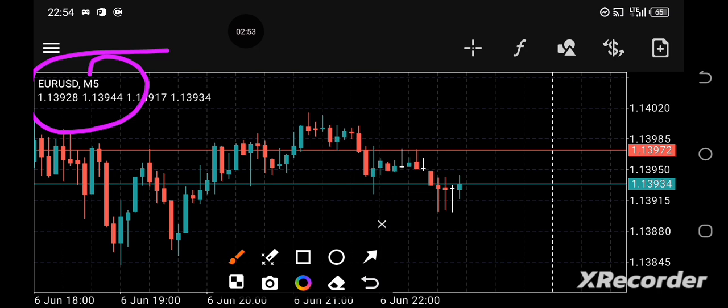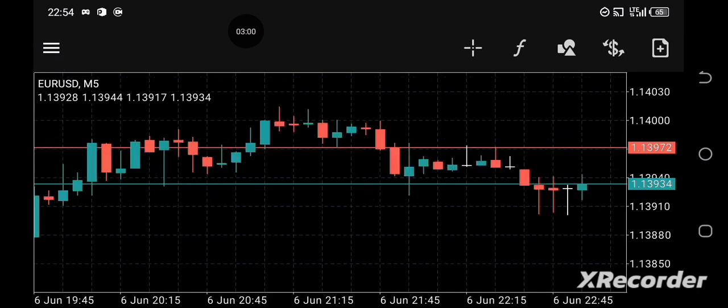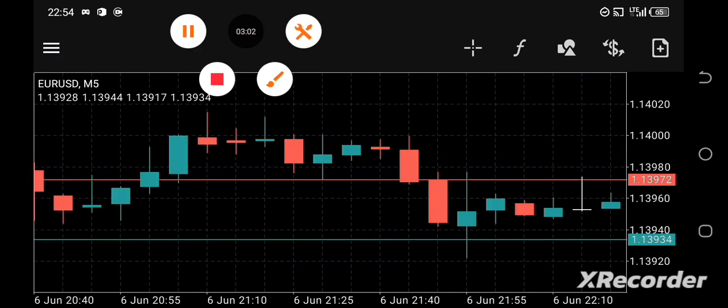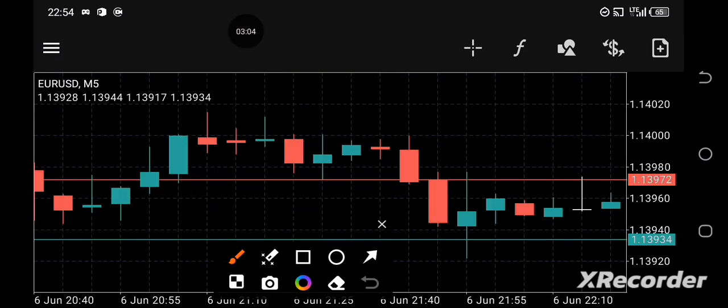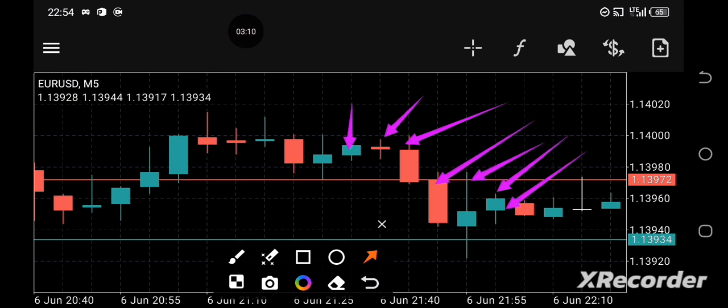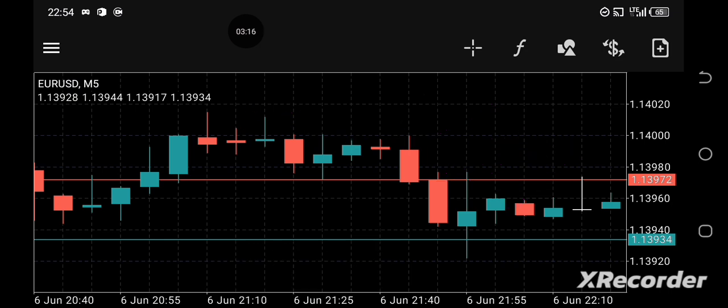So this is EURUSD M5, 5 minutes time frame, meaning every candle here is 5 minutes. It took 5 minutes for every candle to form. Every candlestick you are seeing, no matter how big or small it is, is formed within a space of 5 minutes.